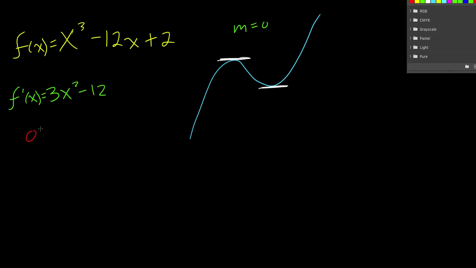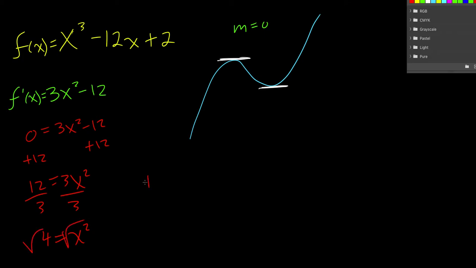So we do 0 equals 3x squared minus 12. So we add 12 to both sides. 12 equals 3x squared, divided by 3. 4 equals x squared. Square root both sides. So that's plus or minus 2. Okay, so I'm going to set up ordered pairs for the 2 points.